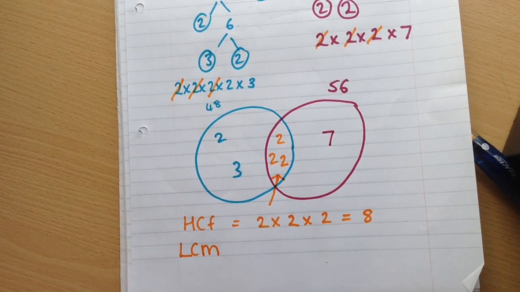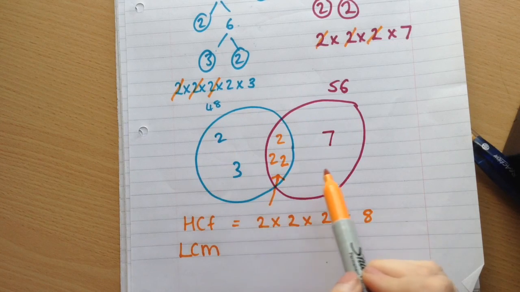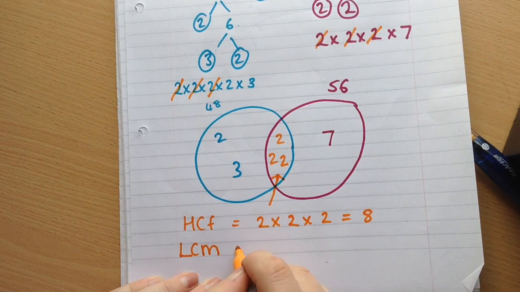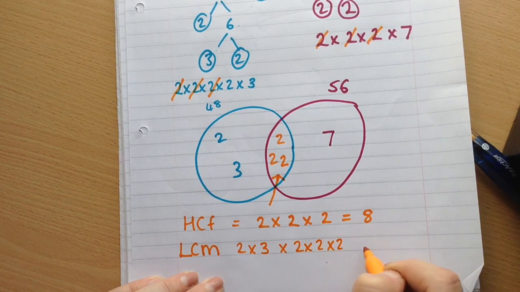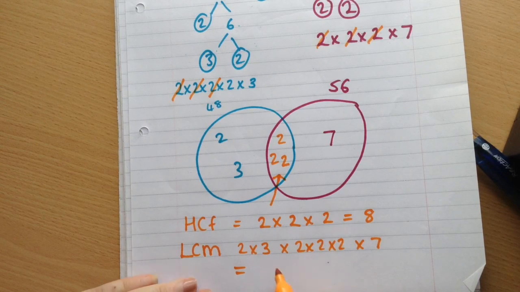And for the LCM, that's going to be the numbers in the whole of the Venn diagram, so that would be the 2 times the 3 times the 2 times 2 times 2, and then times by the 7. And when you multiply that all together, you're going to get 336.